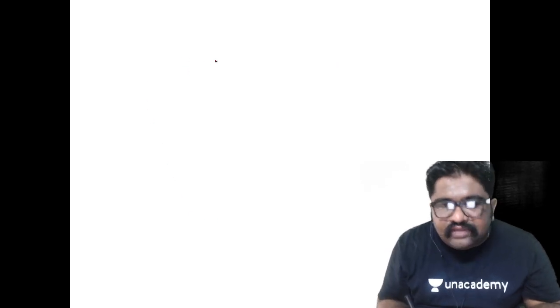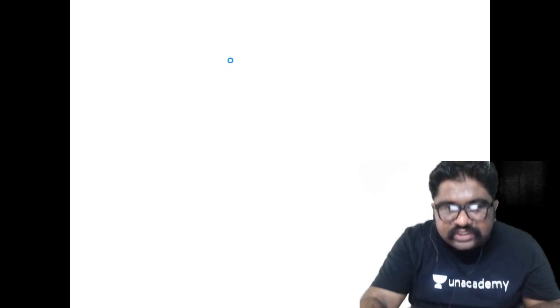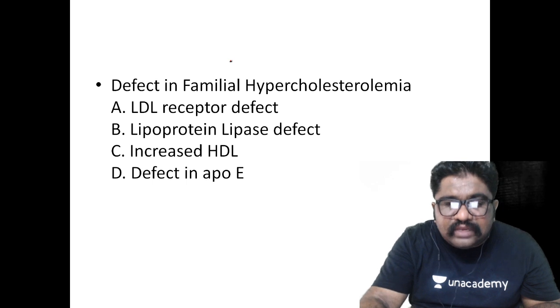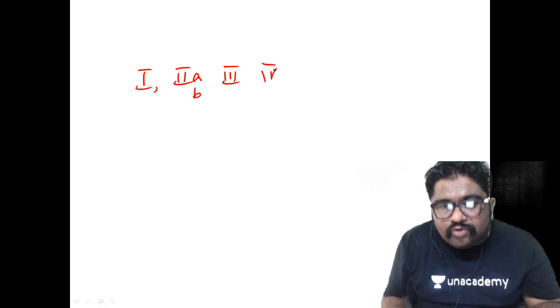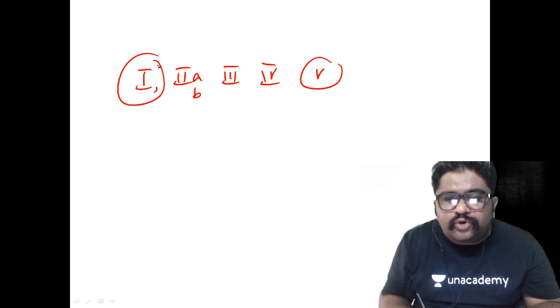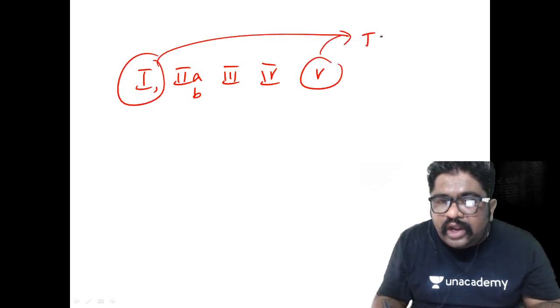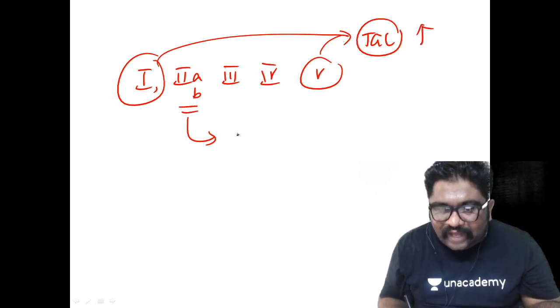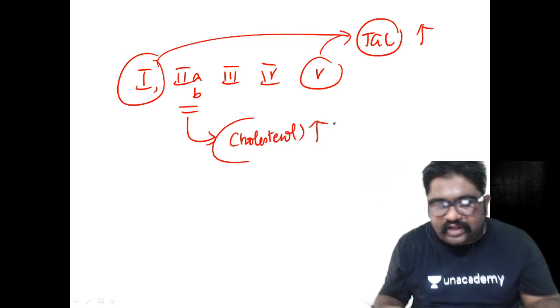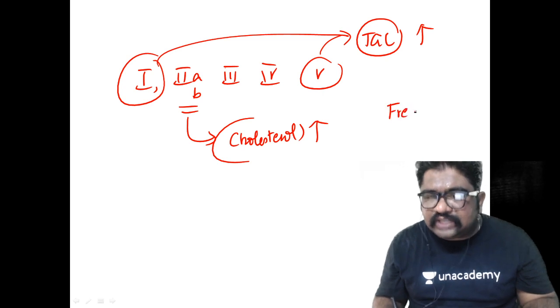Now look at this. They asked about familial hyperlipoproteinemia. Look at the question here. The question was about the defect in familial hypercholesterolemia. According to Fredrickson's classification, we have type 1, type 2A, 2B, 3, 4 and 5. What is the beauty of 1 and 5? In 1 and 5, triglycerides are elevated. In case of 2, you have cholesterol elevated.